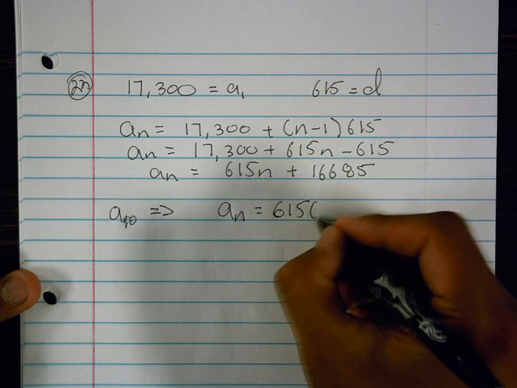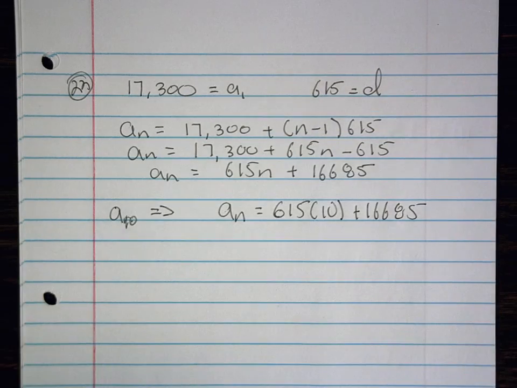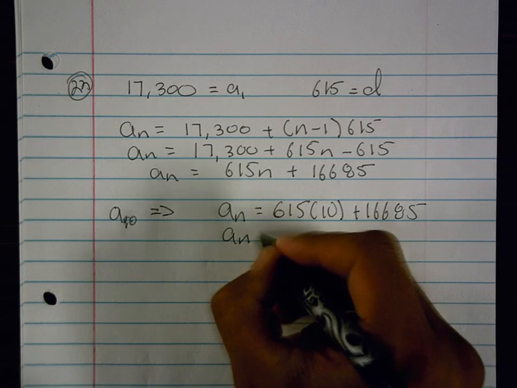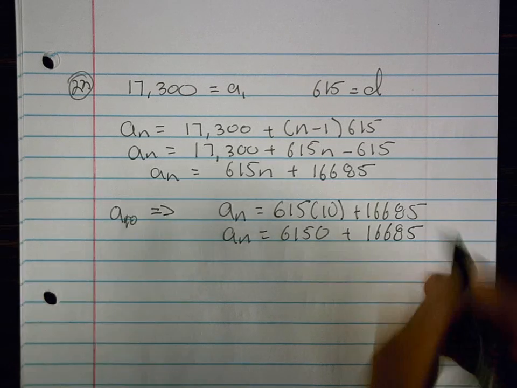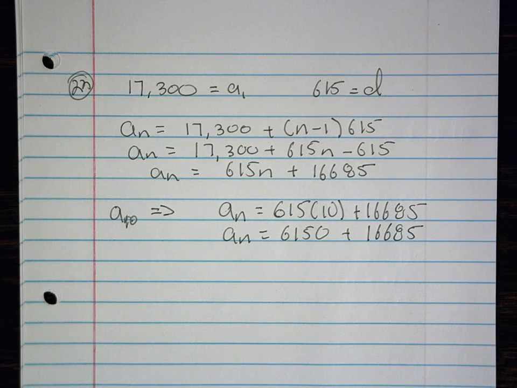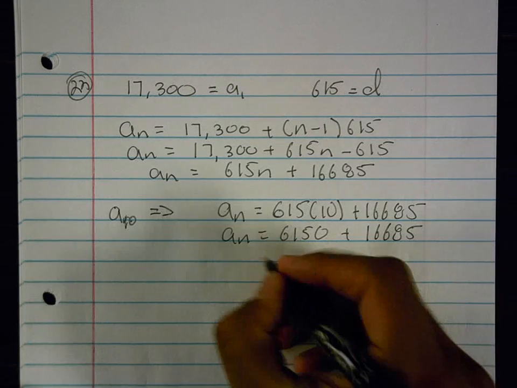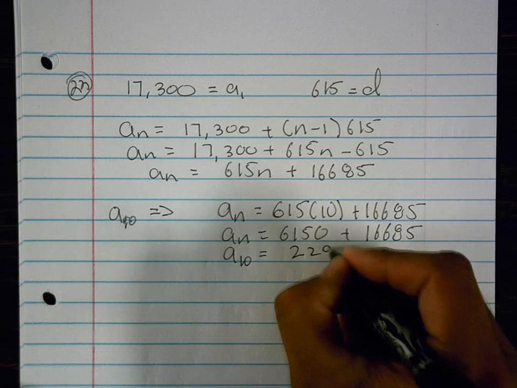615 times 10 plus that. And we're looking at 615 times 10 moves our decimal point over again. So we're basically looking at a sub n equals 6150 plus 16,685. We'll add those up real quickly. 6150 plus 16,685, and that equals, this is actually not a sub n but a sub 10, 22,835.